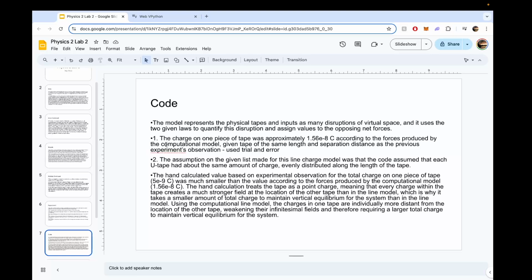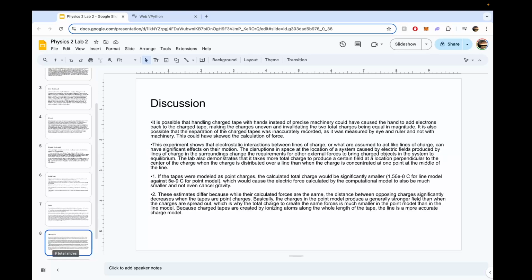Then we hand calculated the value based on experimental observation, and the total charge on one piece of tape was much smaller than the value according to the forces produced by the computational model. The hand calculation treats the tape as a point charge, meaning that every charge within the tape creates a much stronger field at the location of the other tape than in the line model. Using the computational line model, the charges in one tape are individually more distant from the location of the other tape, weakening infinitesimal fields and therefore requiring a larger total charge to maintain vertical equilibrium for the system.